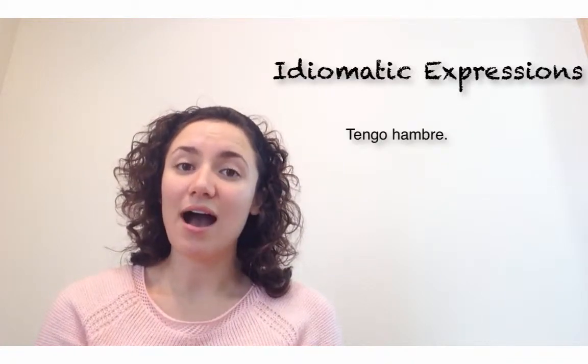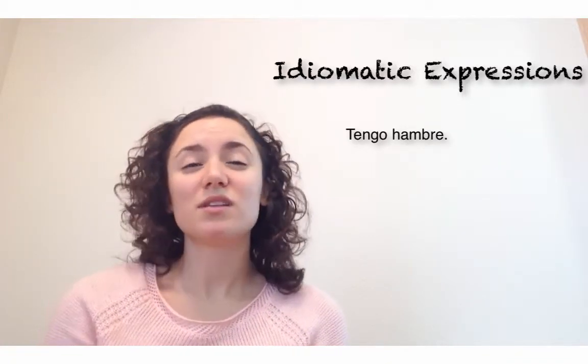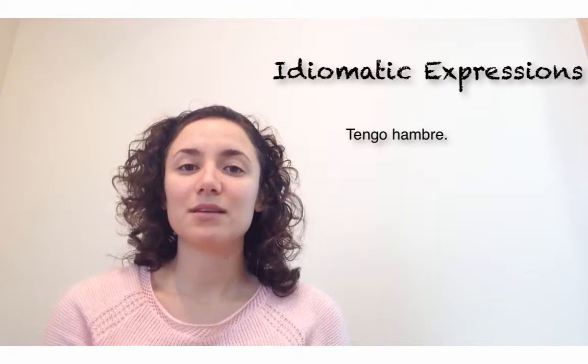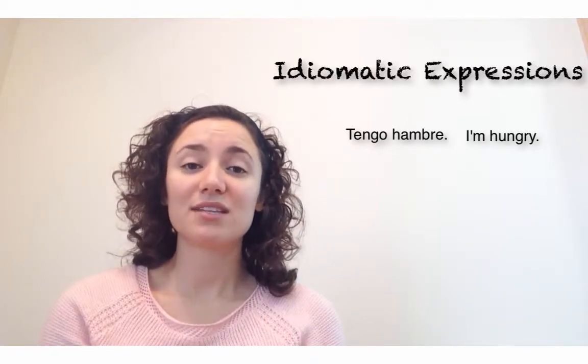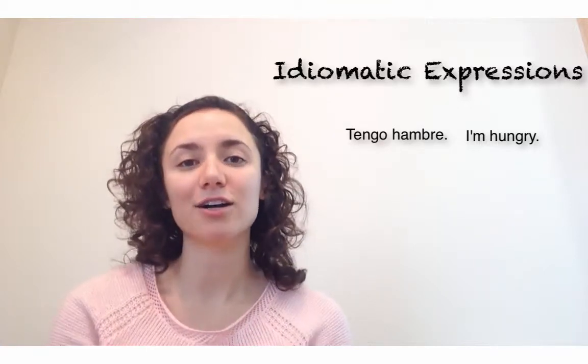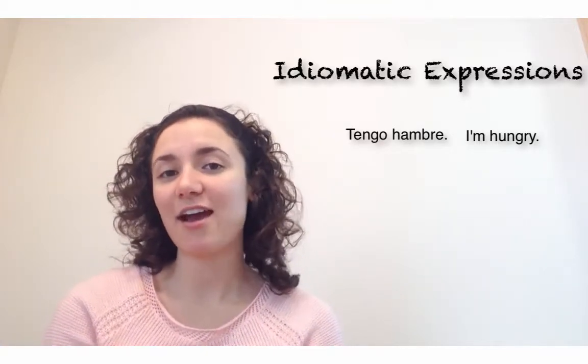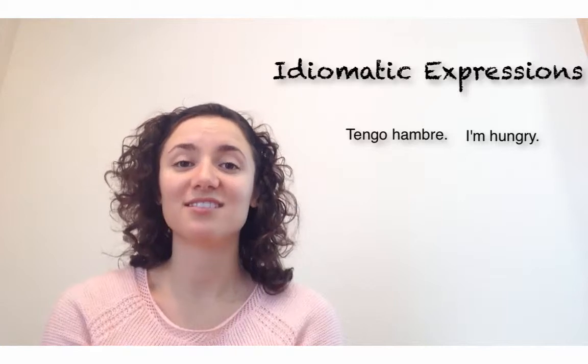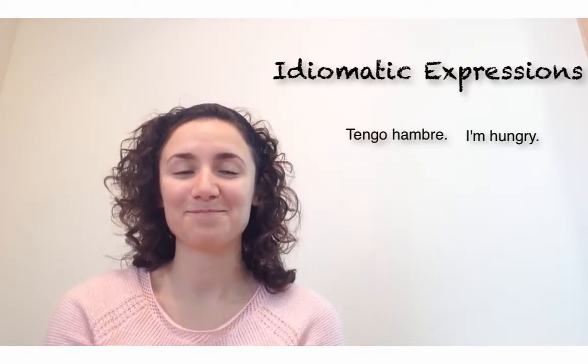Now let's look at some idiomatic expressions. These are some expressions where in English we use the verb to be, but in Spanish we use the verb tener. For example, tengo hambre. We're using the verb tener, but in English it means I'm hungry. The reason being is because we're actually saying I have hunger. In Spanish, hunger is a noun, not an adjective. So we say tengo hambre.